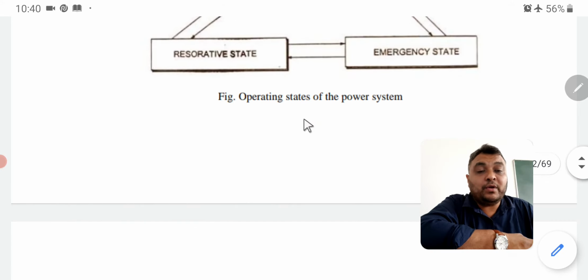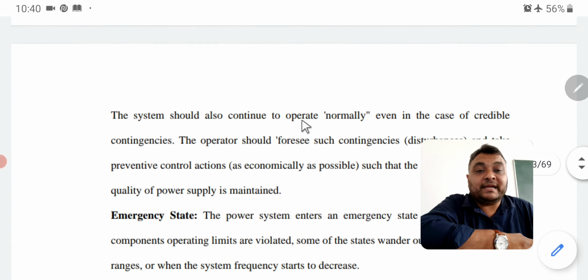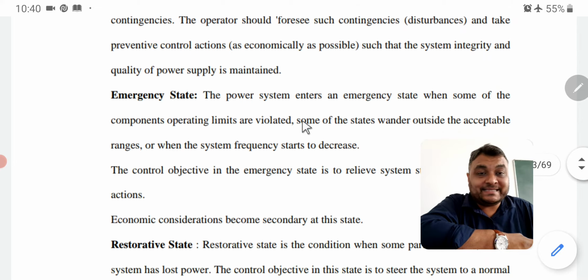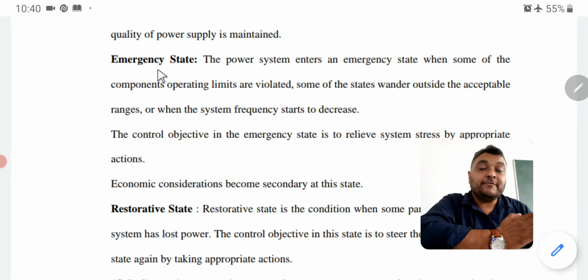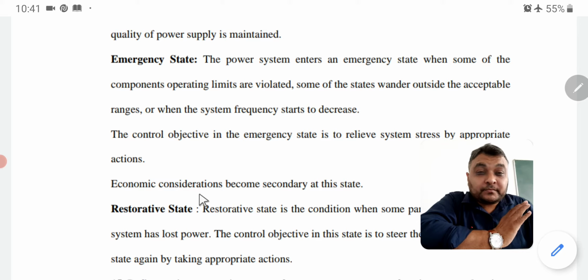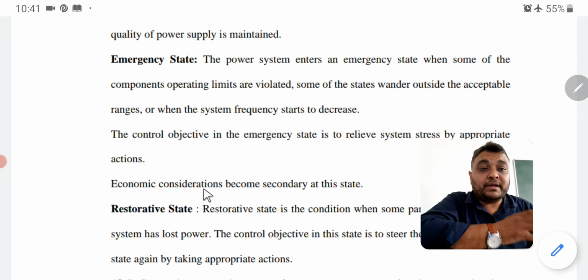Okay, now the second state is the emergency state. The word suggests itself: if some emergency comes, what would be the position of that particular area or particular state? Okay, so for the emergency state, the power system enters an emergency state when some of the components' operating limits are violated.